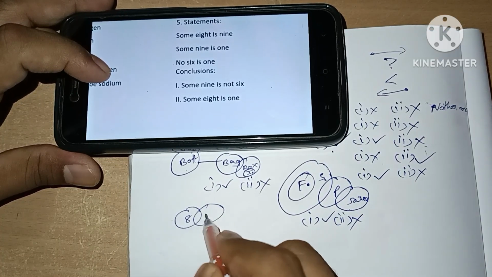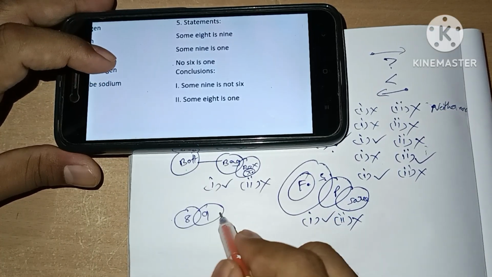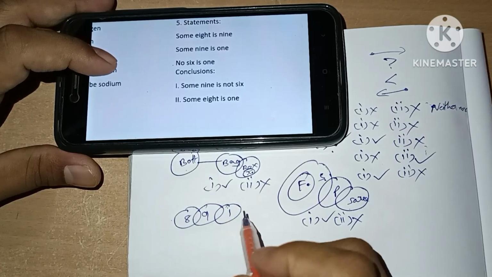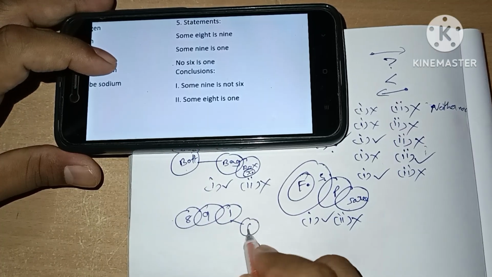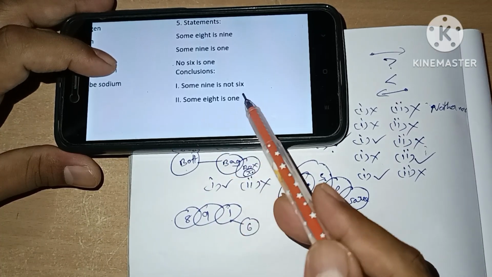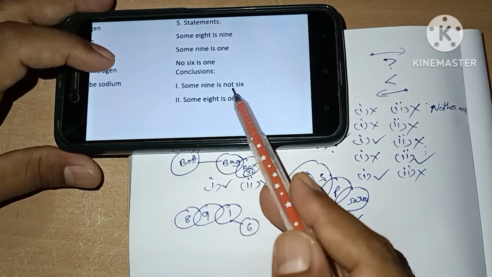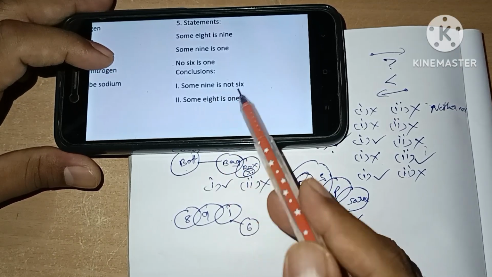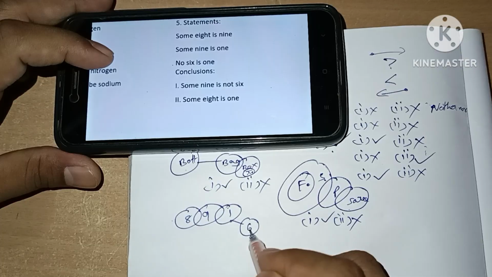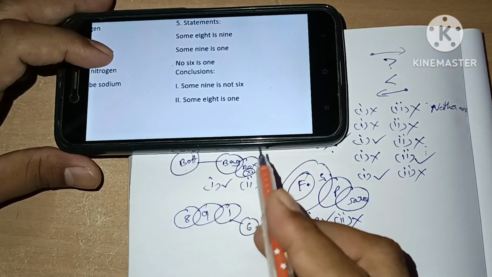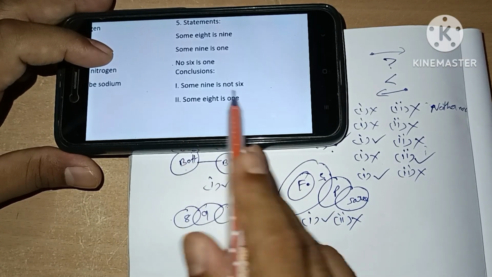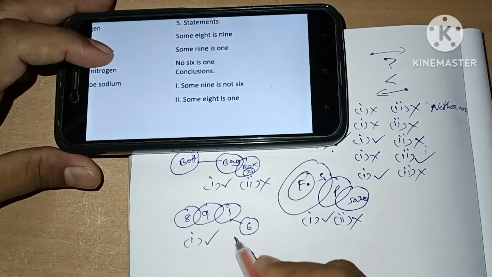Some 8 is 9. Some 9 is 1. No 6 is 1. Let's see conclusion. Some 9 is not 6. We see 'not' here. So we check whether all 9 can be 6. All 9 can be placed inside 6. It is not possible. All case fails means some not case will be true. So first conclusion is true.